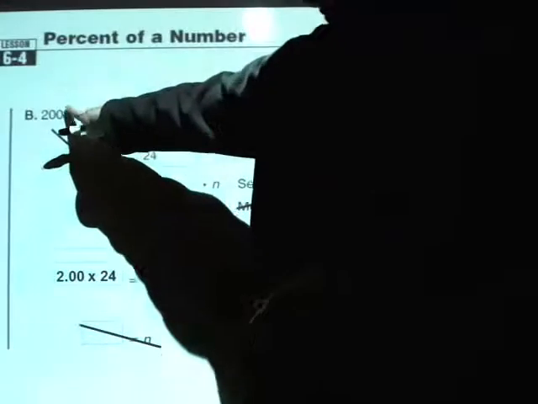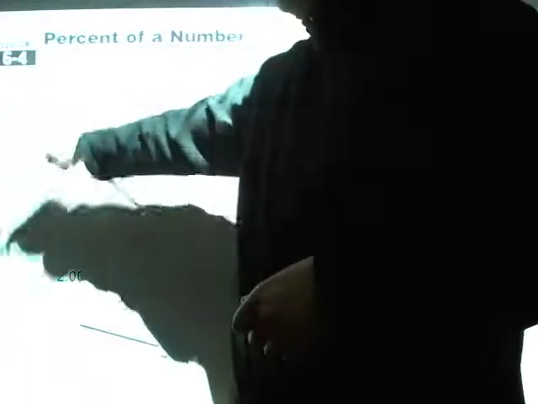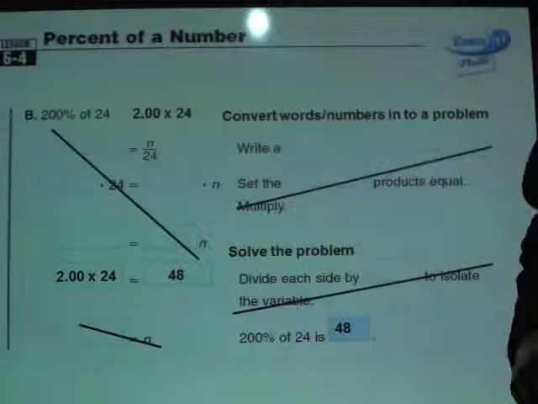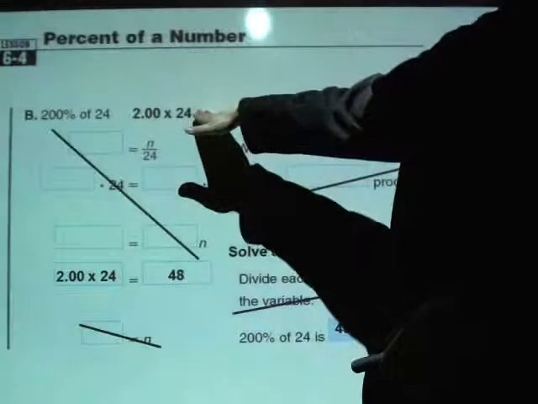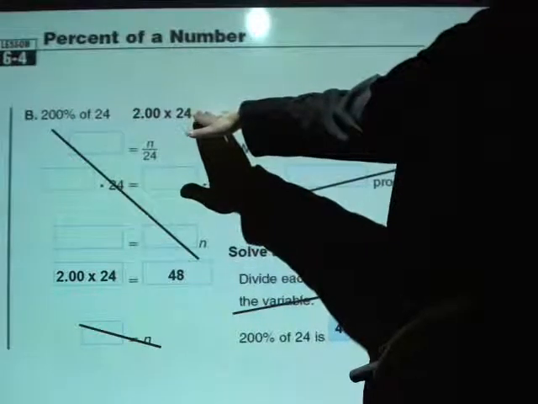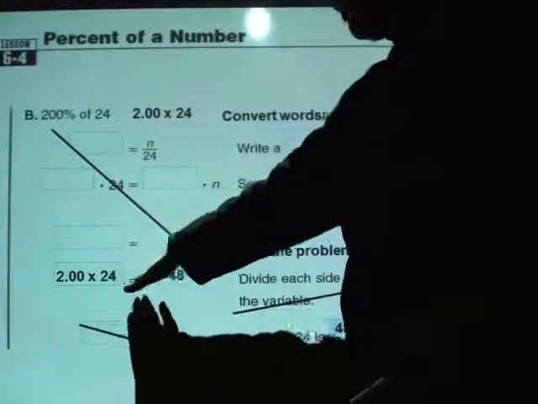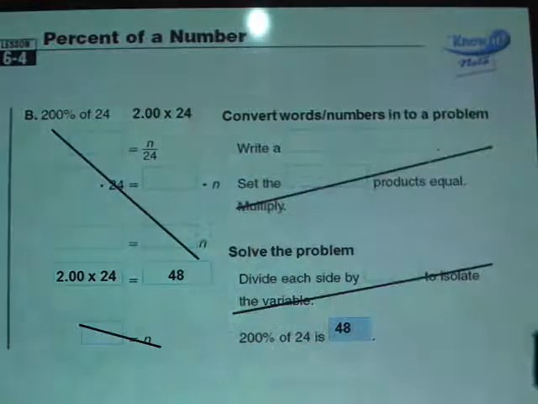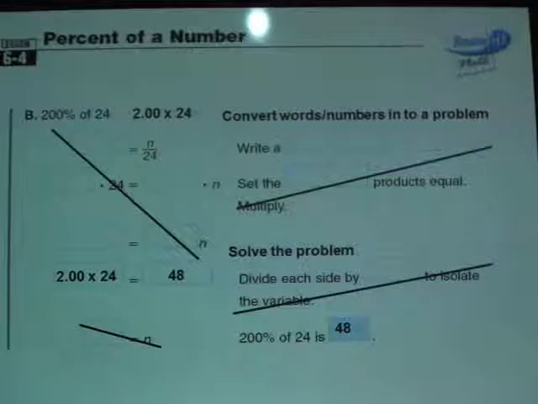So I'm going to get rid of the percent sign and move the decimal twice to the left. And that's going to be 2.00. And I'm going to multiply that by 24, which is what you can see I've written here. Well, when I take 2 and multiply it by 24, the result is 48. So 200% of 24 is 48.